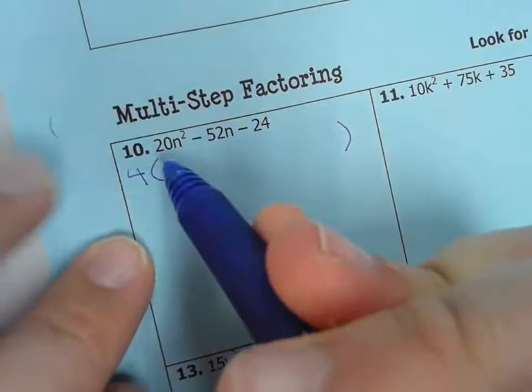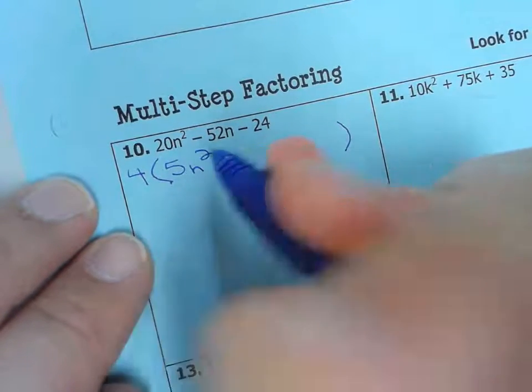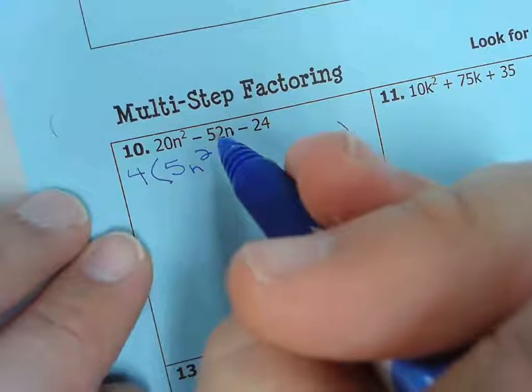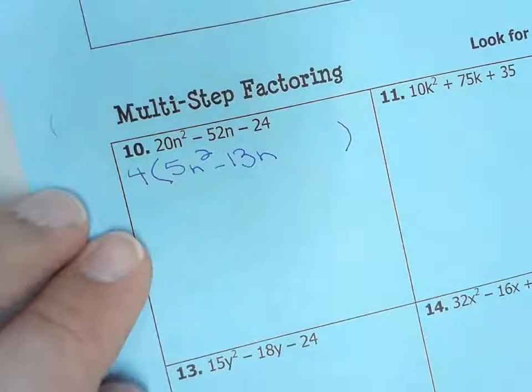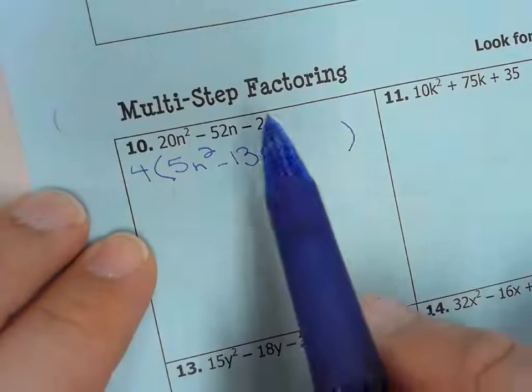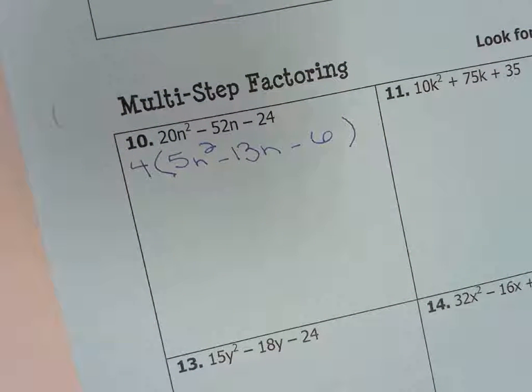4 times what gives me 20n squared? 5n squared. This is all review. We've done it before. 4 times what gives me negative 52? Negative 13. If you don't know, you can divide negative 52 by 4, so negative 13n. And then 4 times what gives me negative 24? Negative 6. You cannot forget that step. You have to divide out the 4, put what is left, and then we can factor it again.